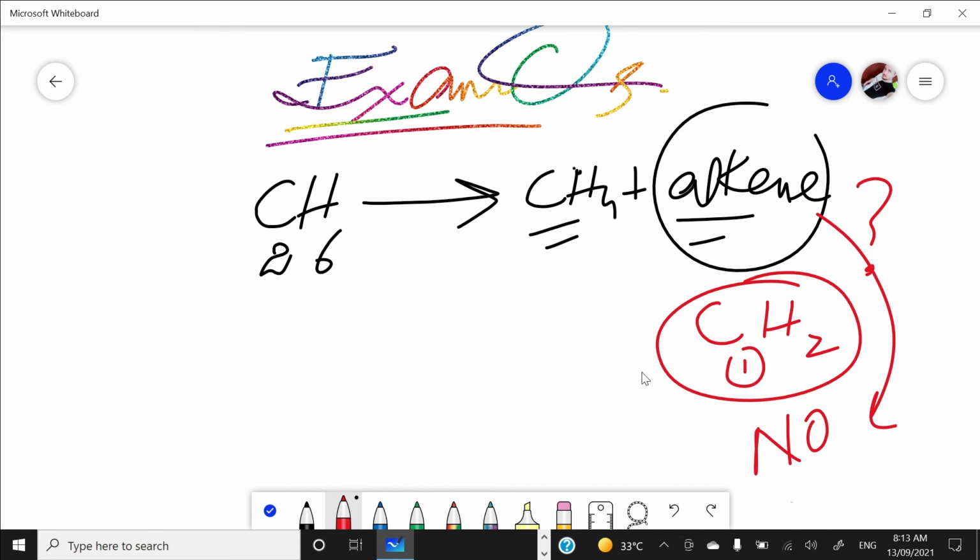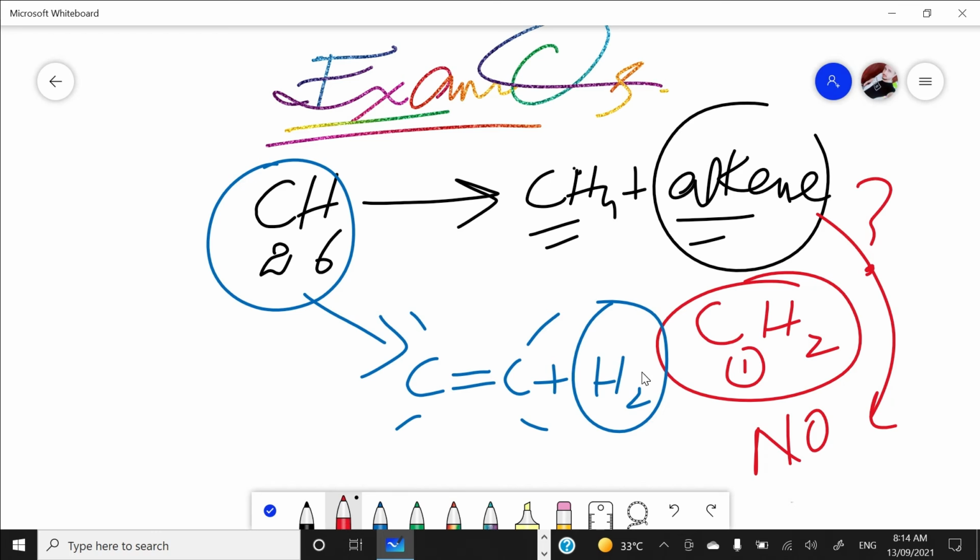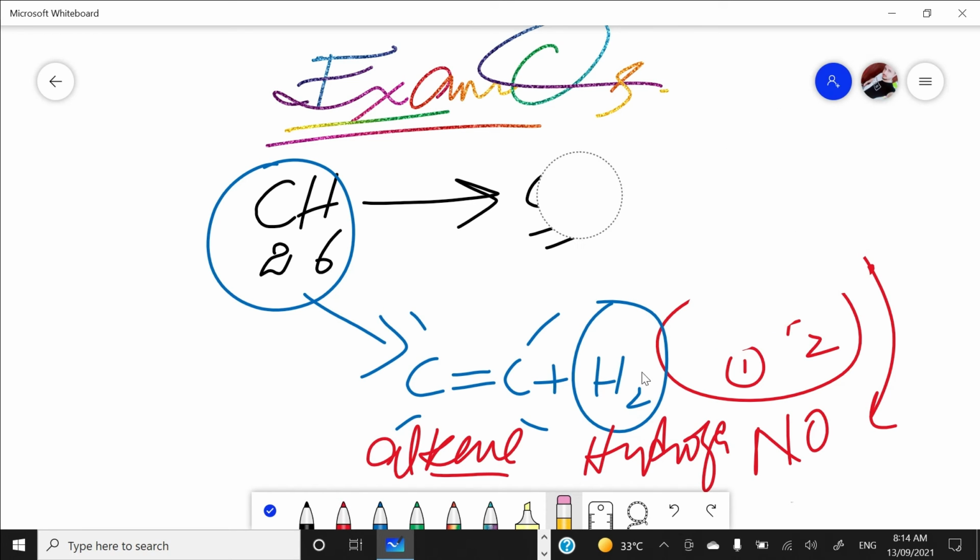So what can we make out of it? What will be the answer for this? So the answer is very simple. When you see that they give you this one and they ask you for the cracking, there will be a C double bond C, an alkene, and a hydrogen will be released out. Instead of alkane, hydrogen will be released out. So an alkene possibility is there, but alkane will not be there. It will be hydrogen. Right? So this is the only probability.